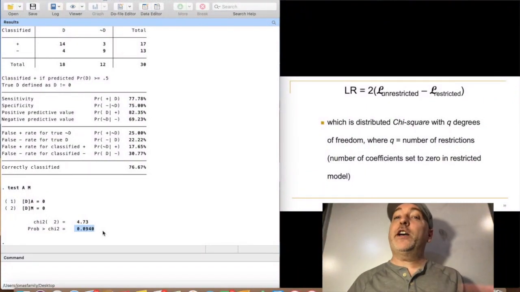So again, we've just scratched the surface here looking at Logit Probit models, but that's at least enough to get you started.